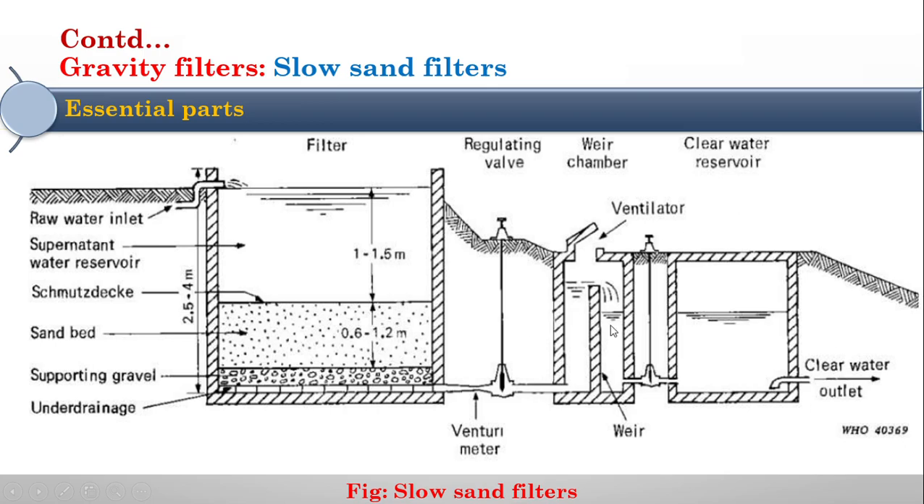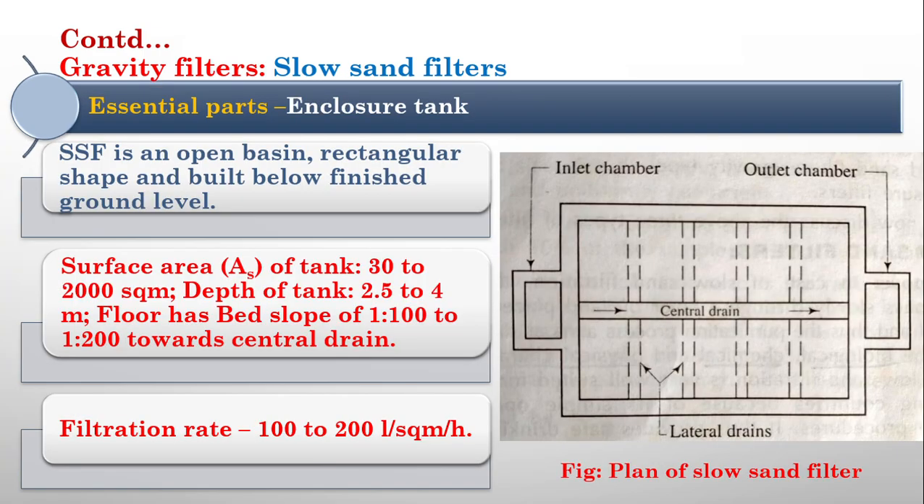In between there are some devices which are known as appurtenances, which are used for measuring the pressure or allowing the water to fall safely. Some regulating valves are there. So this is the thing happening here. The first part is the enclosure tank, the place where we are allowing the water.